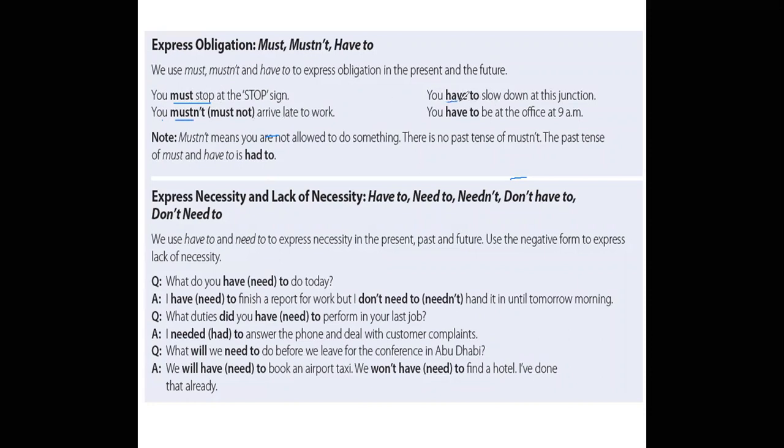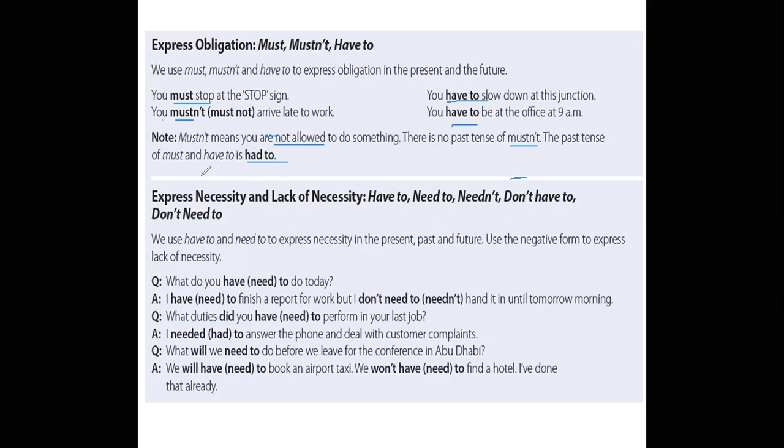You have to slow down at this junction. You have to be at the office at 9 a.m. Have to plus infinitive. Must plus base form. Keep in mind that mustn't means you are not allowed to do something. There is no past tense of mustn't. The past tense of must and have to is had to. We use had to in the past tense, okay?